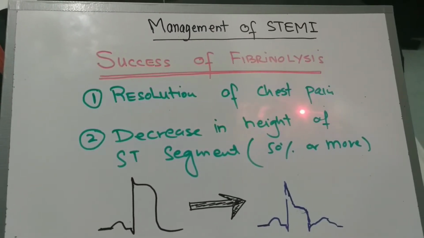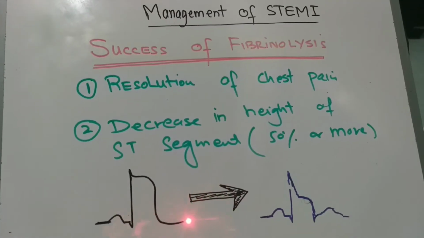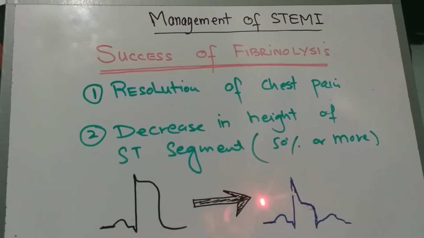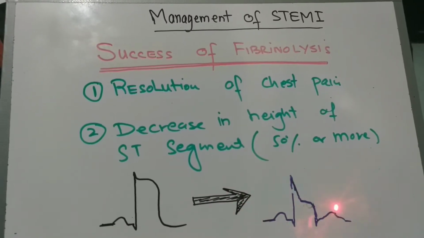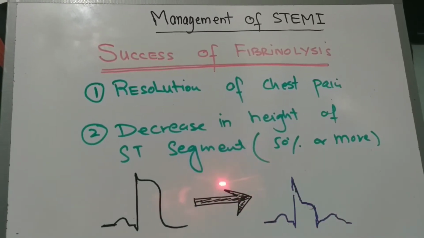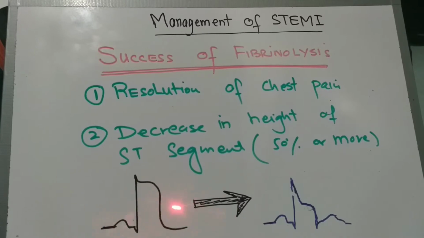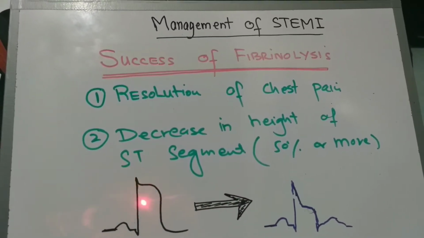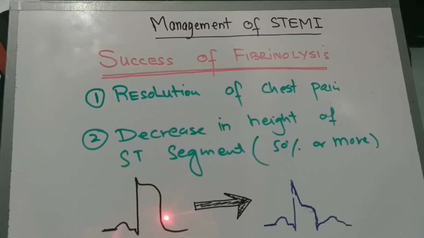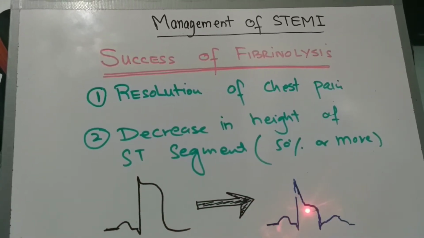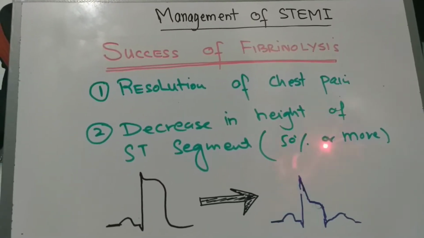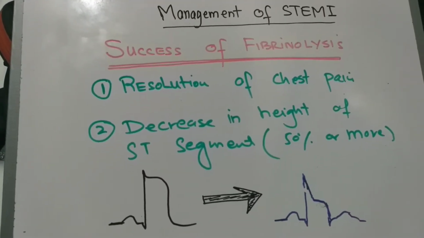There should be resolution of the chest pain, and the height of the ST elevation in the initial ECG and the ECG which we do after 1 hour of the injection. There should be a 50% reduction in the height of the ST elevation. If this elevation of the ST segment decreases in height 50% or more, and there is resolution of the chest pain, then we will call it that our injection has been a success.